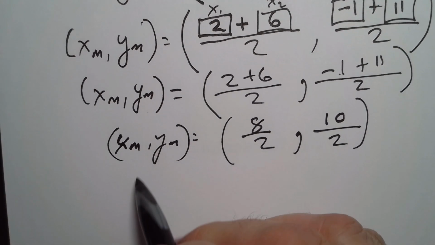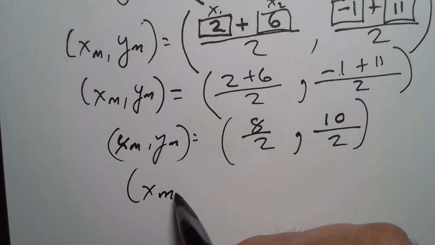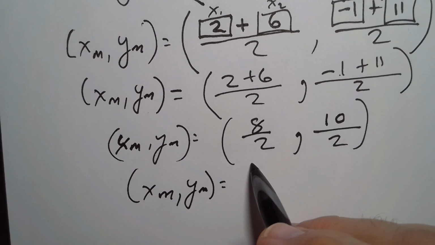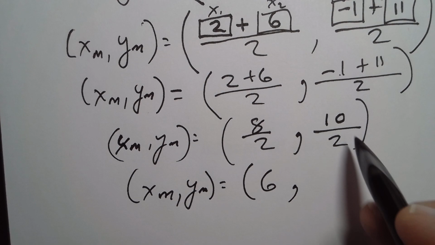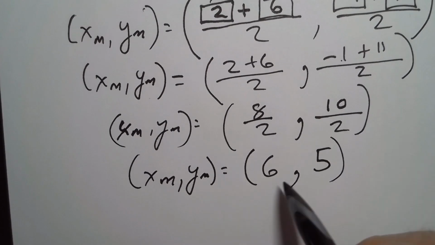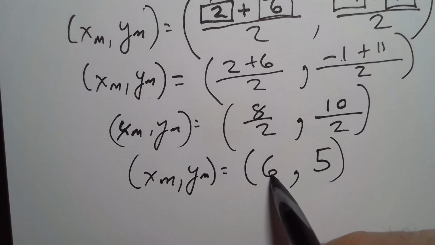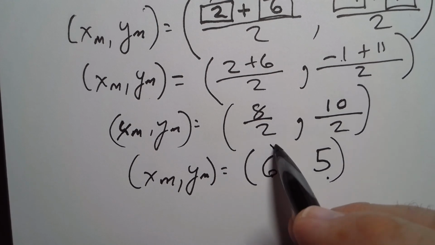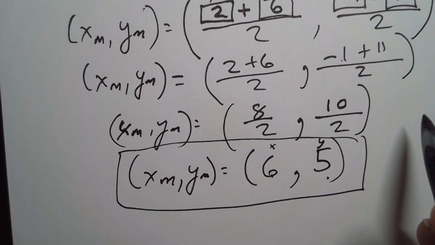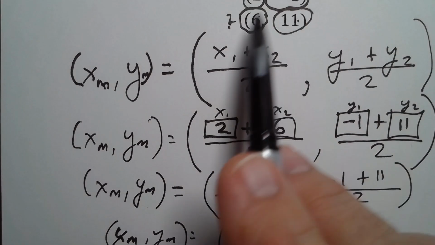Last step, all we need to do is do our division. 8 divided by 2 is 4. And 10 divided by 2 is 5. So our midpoint is 4 and 5. This is our x and this is the y of our midpoint on the line that has the endpoints listed up here.